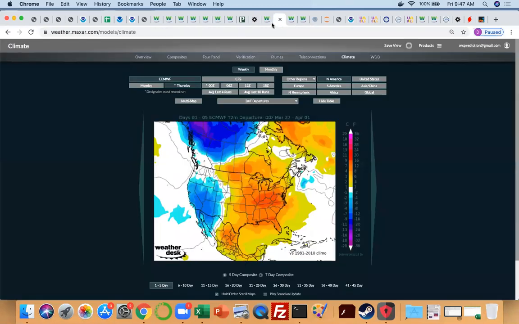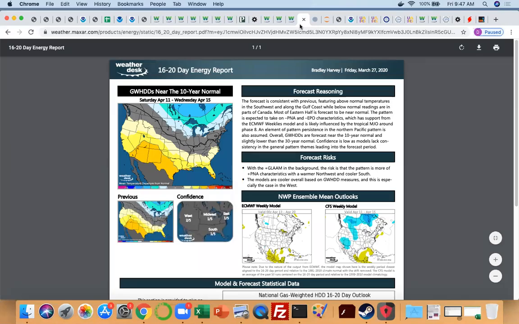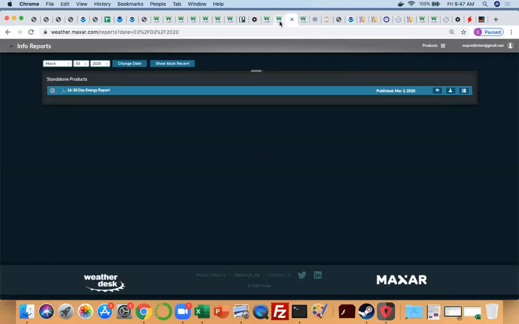Pull that back up. Where did I have it up? So this one? Did I close it already? I think it was further to the left. Let me just open it.